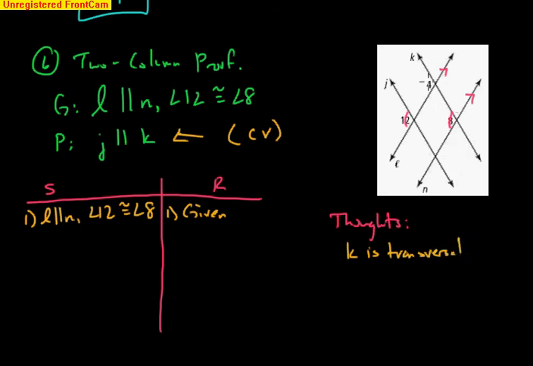K is your transversal, so let's see. 4 is here, 8 is here. Are those a special kind of angle? I think so. They're corresponding angles. And since these two lines are parallel, these corresponding angles will be congruent.